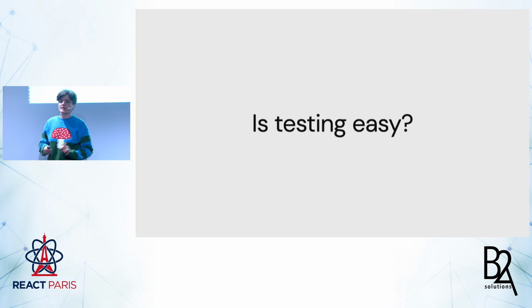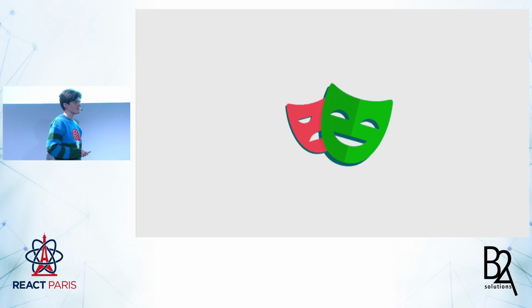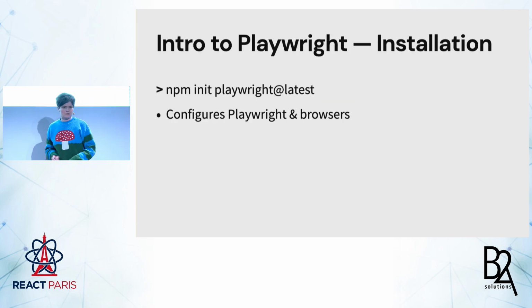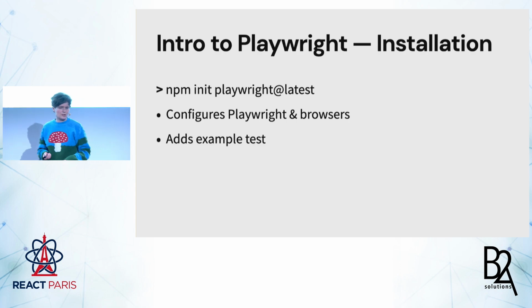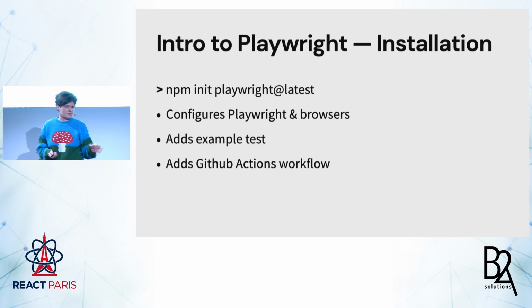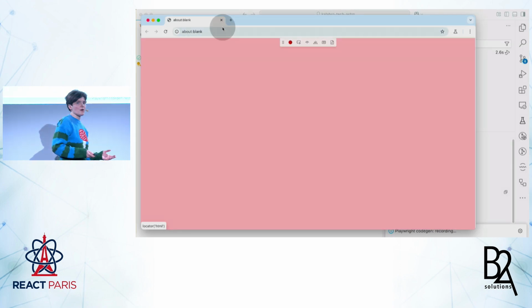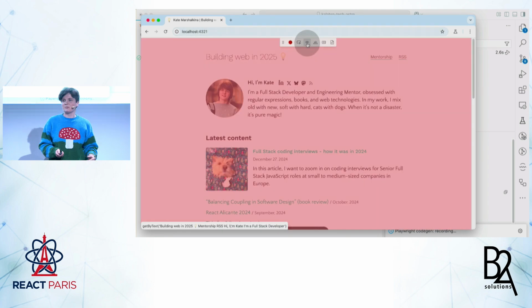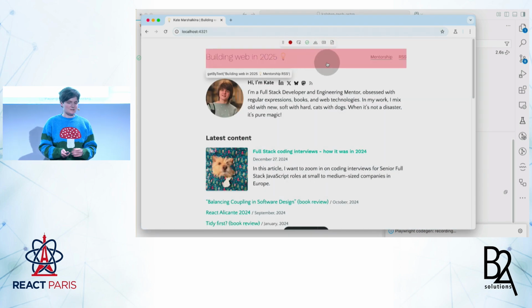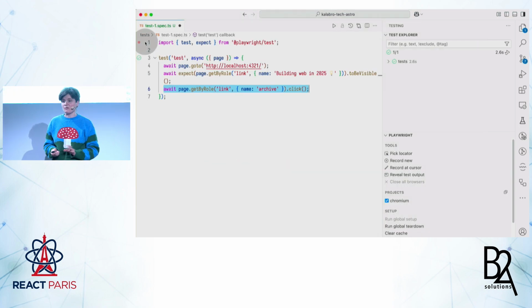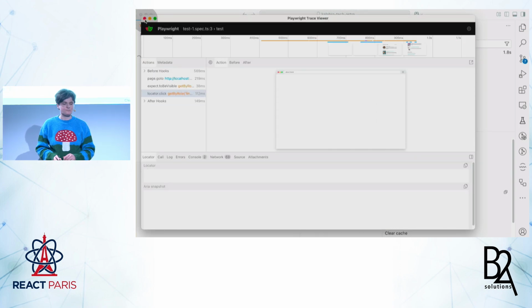So for the rest of us, a brief introduction to Playwright. It's a popular end-to-end testing tool. It's very easy to install. With just one command, you get the default configuration, browsers, an example test, even a GitHub Actions workflow. Great. It also comes with codegen. It allows you to record tests without actually writing any code. You basically click around, and you get back a simple but functioning test code for very basic use cases.